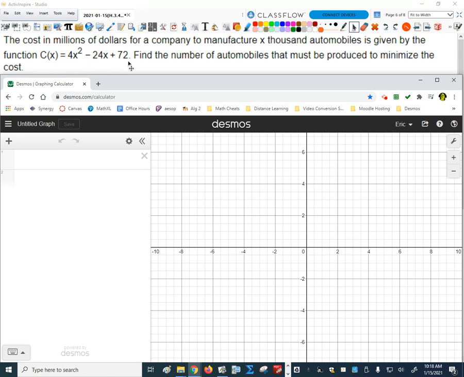Looks like it's a quadratic function, doesn't it? Okay, is it going to open up or down? It's going to be a parabola that opens up, and we can see that.